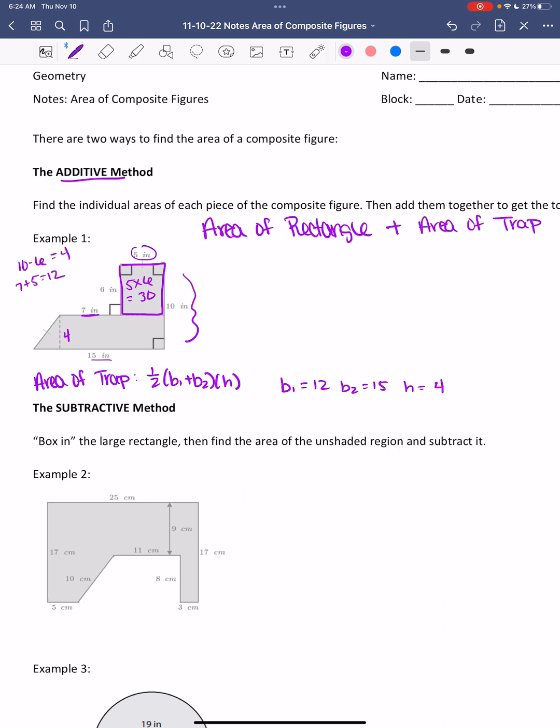So we're going to have area of a rectangle, that's going to be 30, plus the area of a trapezoid, which was 1/2 times 12 plus 15 times 4. And I'm going to put A and then lowercase t for area total. Whenever you put that in your calculator, you're going to get the area total is going to be 84 inches squared.